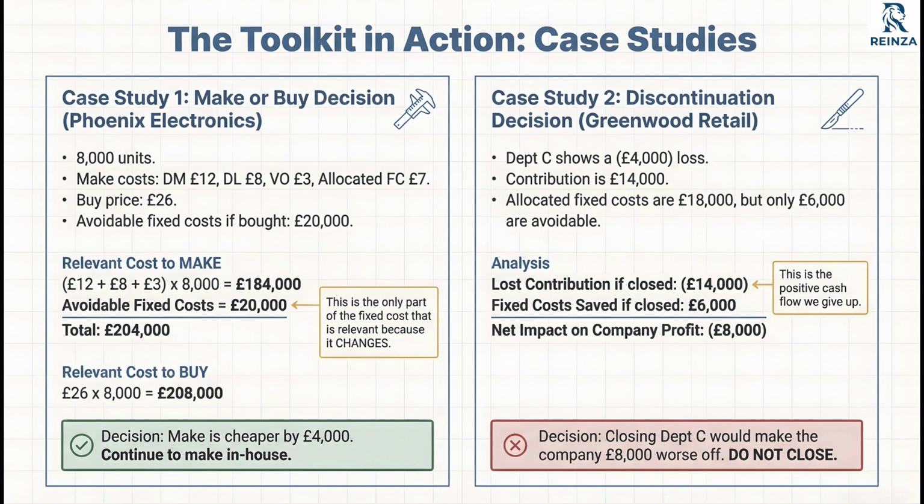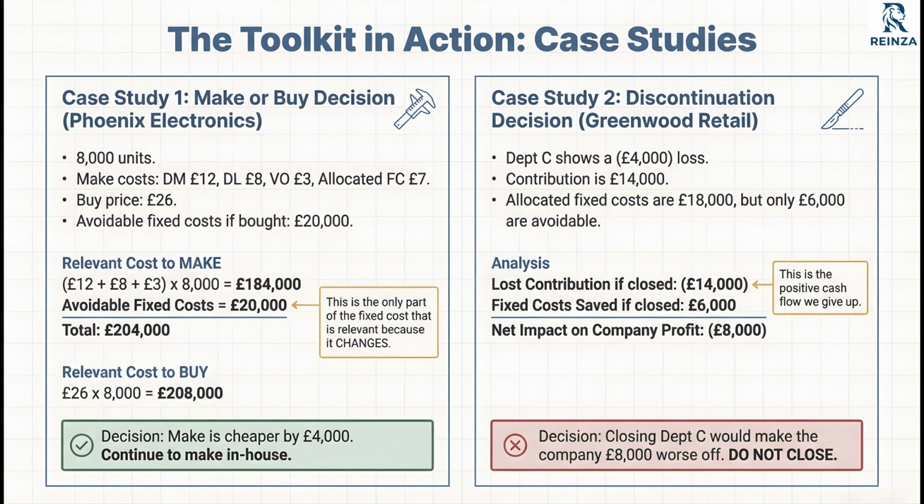Let us calculate the relevant cost to make. We add up the variable costs, 12 plus 8 plus 3, which gives us £23 per unit. Multiply by 8,000 units, and we get £184,000. Now add the avoidable fixed costs of £20,000. The total relevant cost to make is £204,000.